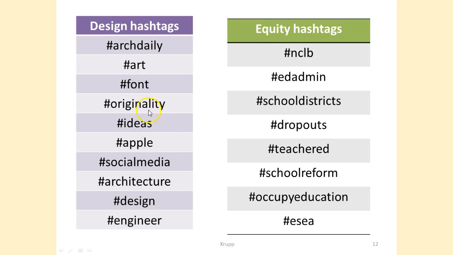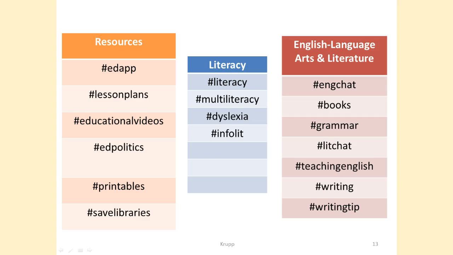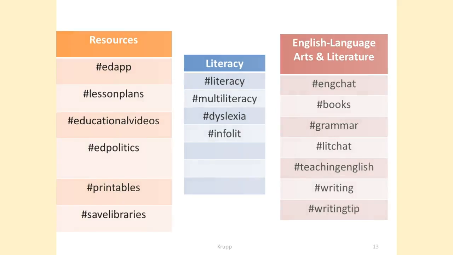If you're interested in design, such as social media or architecture, these are examples, and then there's equity hashtags regarding education. Other types are resources, literacy, and English language. These are different types of hashtags that one is able to do. So it's highly recommended to access that web link from Jerry and locate various different types of hashtags that are happening around the world.